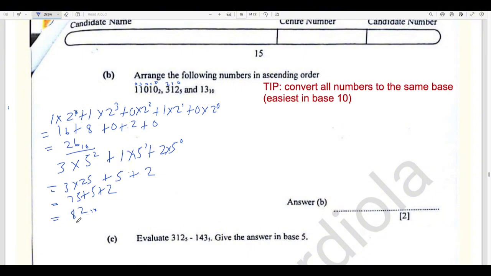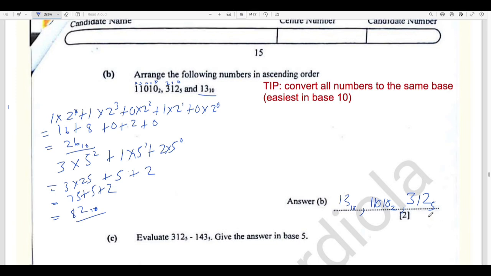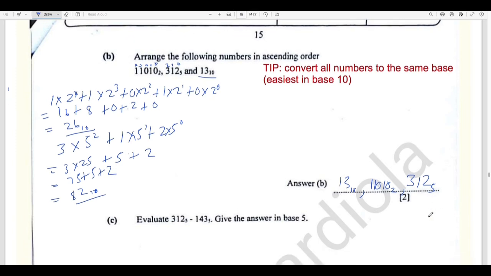Now these are all easy to compare. We have 26 base 10, 82 base 10, and 13 base 10. So in ascending order, starting with the smallest, that's 13 base 10, then 1, 1, 0, 1, 0 base 2, then finally the largest is 82 base 10. That's very simple, right?